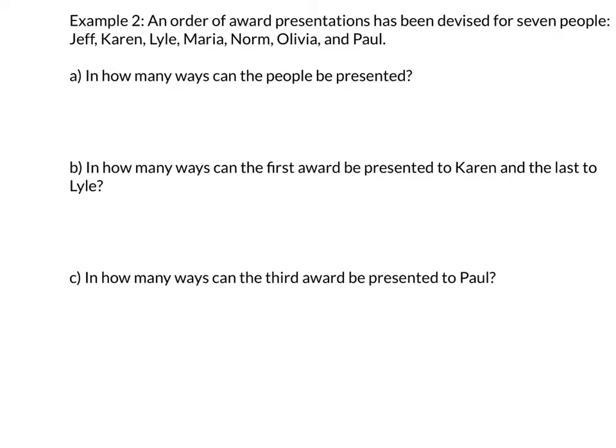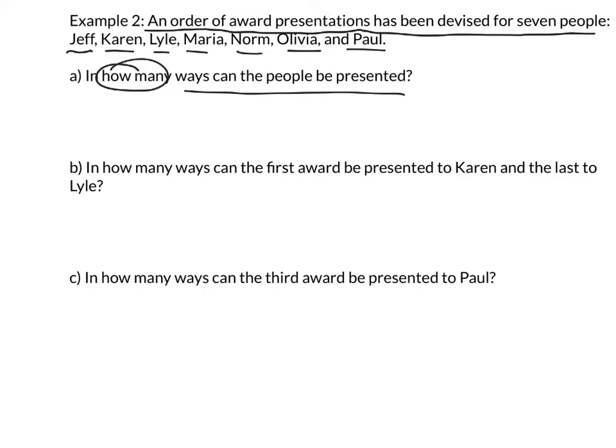Example 2 says an order of award presentations has been devised for 7 people: Jeff, Karen, Lyle, Maria, Norm, Olivia, and Paul. Part A, in how many ways can the people be presented? So thinking back to the last video on section 11.1, we said when in doubt, when you're counting, you're going to multiply, and that's what we're going to do here.